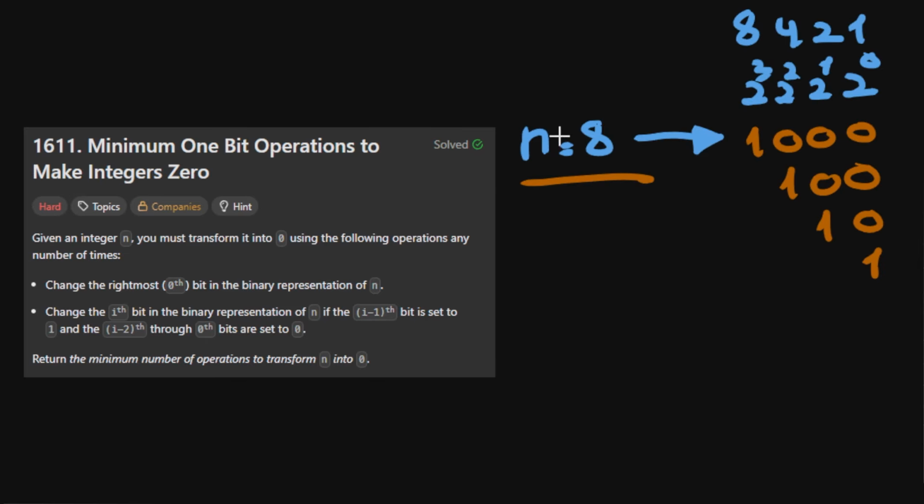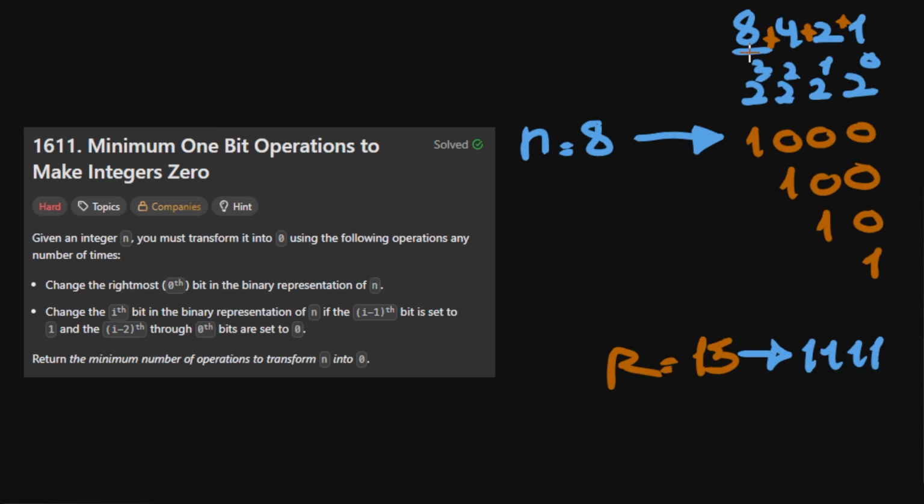So if n is 8, how many operations do we need in total to get 0? Well, we need 8 plus 4 plus 2 plus 1 operations, meaning 12, 14, 15. So in this case, we return 15. Now remember the basics of binary numbers. 15 in binary is 1, 1, 1, 1, meaning we use 1 to the power of 3 plus 1 to the power of 2 plus 1 to the power of 1 plus 1 to the power of 0. This is, in total is 15.